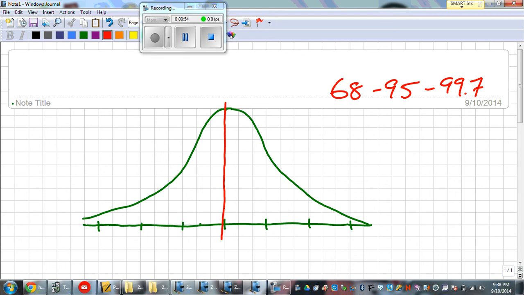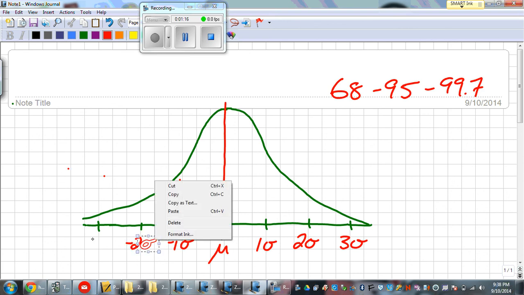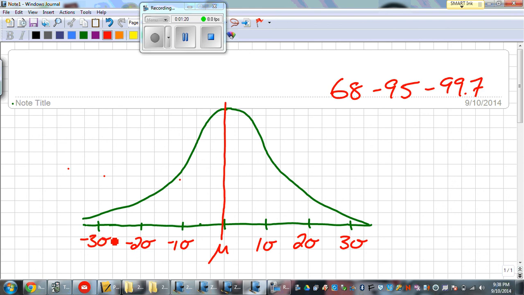Okay, so let's make sure this is written down. The mean, again, is right in the middle. And then as you go out, this would be 1 standard deviation, 2 standard deviations, and 3 standard deviations. On the left side, you have 1 standard deviation to the left, 2 standard deviations to the left, and 3 standard deviations to the left.